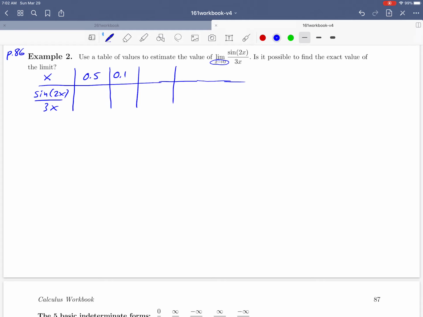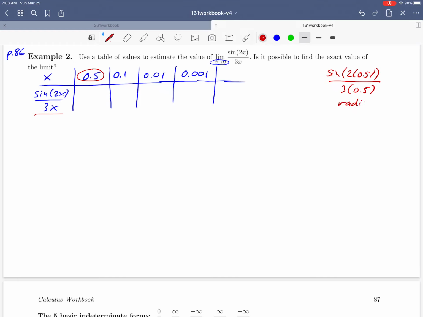It's partially up to you. Any list of numbers that gets closer to 0 will do. I'm just going to pick a few. So maybe start with 0.5 and then move on to 0.1, 0.01, 0.001. What's important again is just that the numbers we choose get close to 0. One by one, we want to plug those numbers into our function, which in this case is sine of 2x over 3x. So let's start with the 0.5 and do that calculation over here.